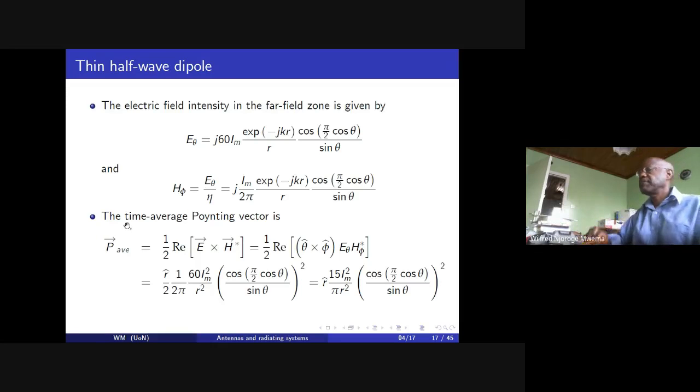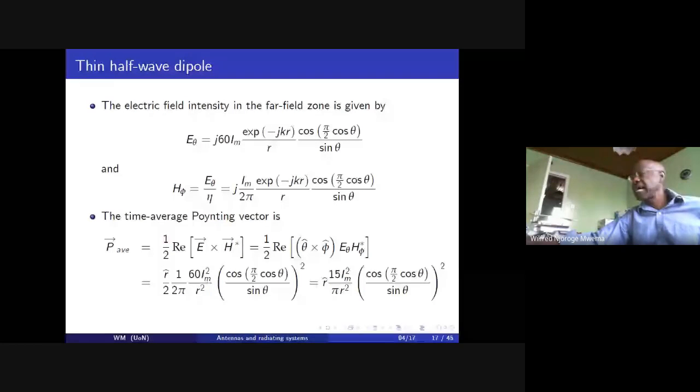And therefore, the time varying Poynting vector is going to be given by half the real part of E cross H star. And what we get is 1 over 2, the real part of theta cap cross phi cap multiplied by E theta and multiplied by H phi. And what we notice is that theta cap cross phi cap is in the radial direction. And therefore, we get a value of about 15 Im squared by pi r squared, the cosine of pi by 2 cos theta by sine theta, all squared. That is the magnitude of the pattern function squared, multiplied by the amplitude, that is the current itself. So that is the time average Poynting vector, and we see that it's entirely radial. That is, the power is flowing away from the origin, that is the dipole, and radiating radially outwards.